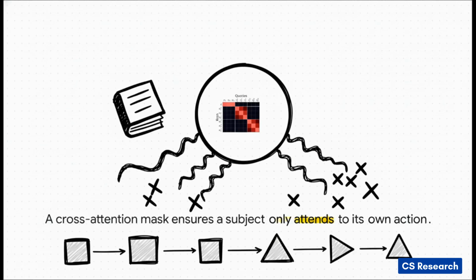The solution is just so elegant, and this visualizes it perfectly. Think of it as the rulebook. What you're seeing here is a cross-attention mask. It's basically a set of rules that creates a private one-to-one communication channel between each action and its specific character token. The mask literally tells the model, hey, the command for the triangle is only for the triangle's ID. All the other lines of communication are just blocked. It completely prevents any crosstalk or mix-ups.